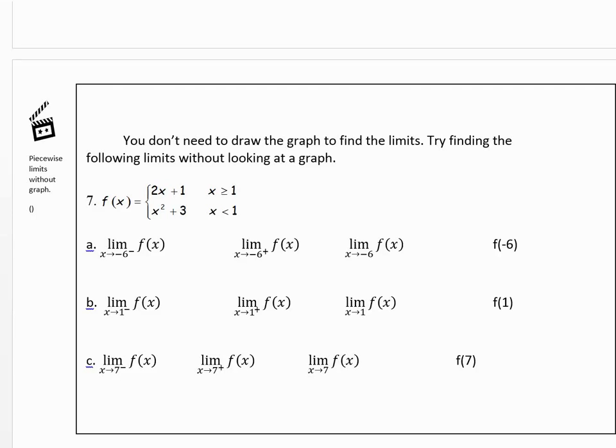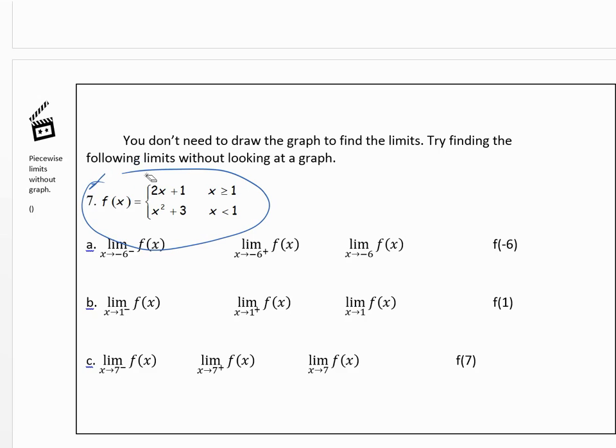Now we're going to look at finding limits of a piecewise function without looking at the graph. So here's our piecewise function. We've got f of x equals 2x plus 1 when x is greater than or equal to 1, and x squared plus 3 when x is less than 1.